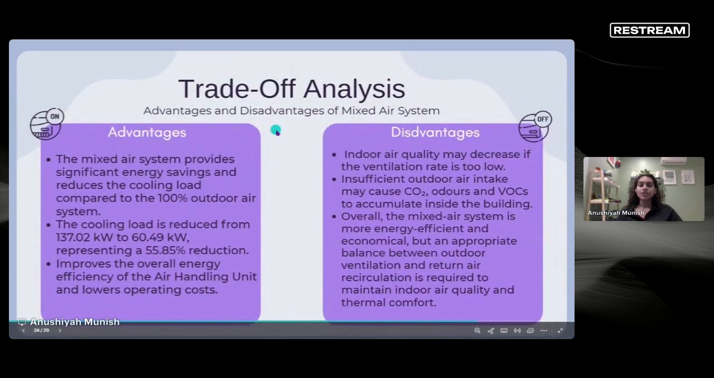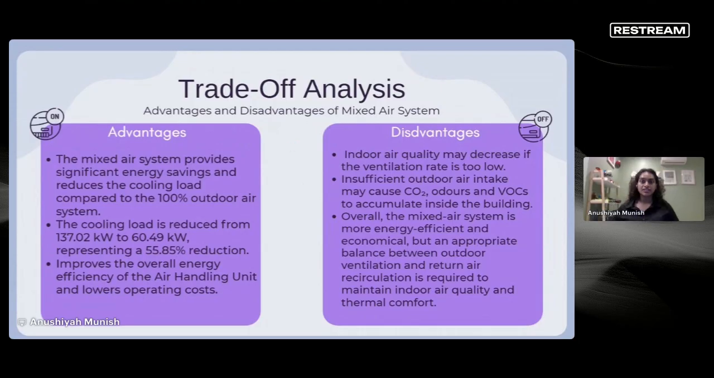Moving on, trade-off analysis. The advantages and disadvantages of the mixed air system. The mixed air system provides significant energy savings and reduces the cooling load compared to the 100% outdoor air system. The cooling load is reduced from 137.02 kilowatts to just 60.49 kilowatts, representing a 55.85% reduction. This also improves the overall energy efficiency of the air handling unit and lowers operating costs.